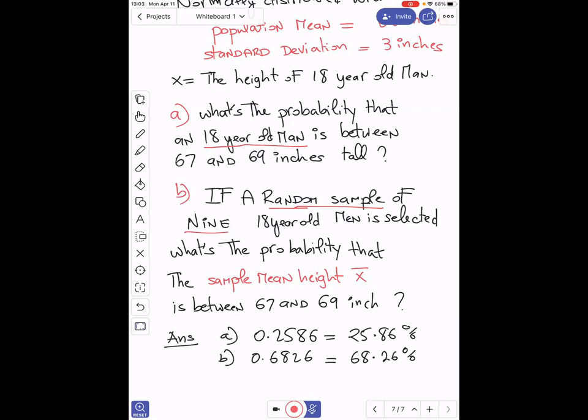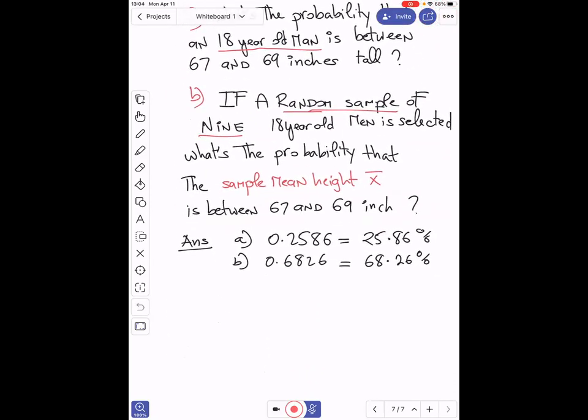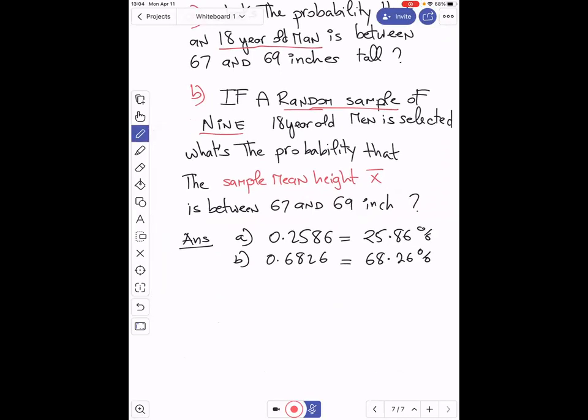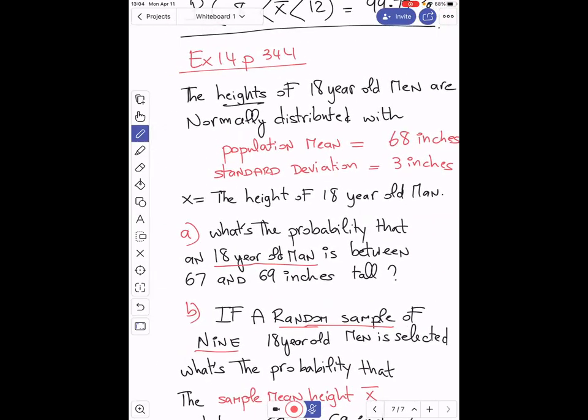All right, guys, because we don't have much time, I want to at least state version 2 of this theorem. So let's go over A and B together. For A, you have your variable x, which is normally distributed. You have your population mean mu, which is 68 inches. That's the average height of all 18-year-old men. And your standard deviation sigma is 3 inches.